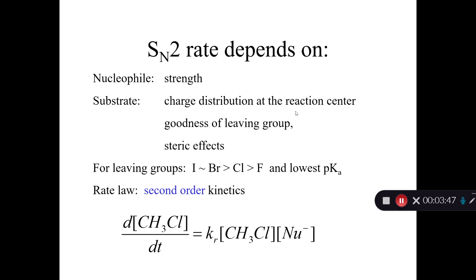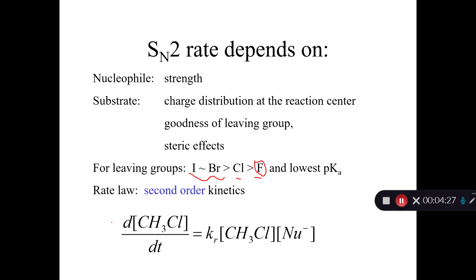So for leaving groups in water, in the environment, iodide and bromide tend to be the best leaving groups. Chloride is a pretty good leaving group, and fluoride is actually not a very good leaving group in water. If you go look at Khan Academy or something online, it will give you a different order for leaving groups, but that's because they're considering solvents other than water. Fluoride is very highly solvated by water molecules, and that's why it's not a very good leaving group, because to leave, it's not solvated by water molecules when it's in the act of leaving, so it's very unstable and doesn't want to do that. So it doesn't make a very good leaving group.